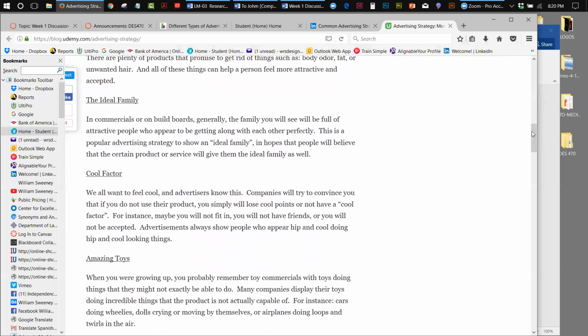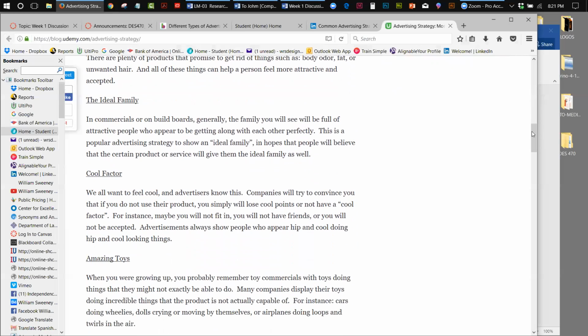The ideal family. In commercials or on billboards, generally the family you will see will be full of attractive people who appear to be getting along with each other perfectly. Showing an ideal family is a popular advertising strategy, in the hopes that people will believe that certain products or services will give them the ideal family as well.